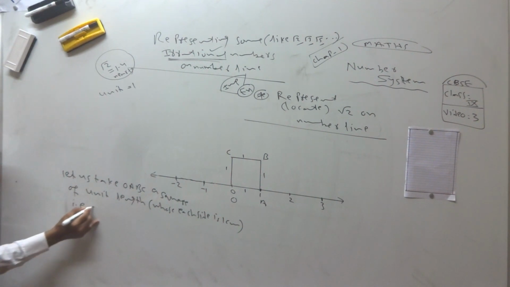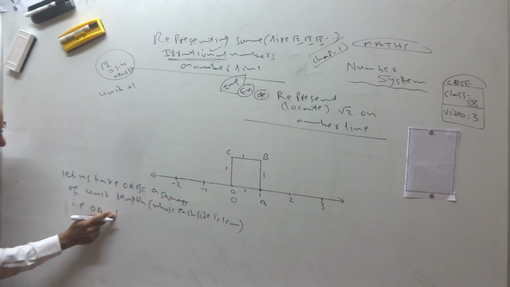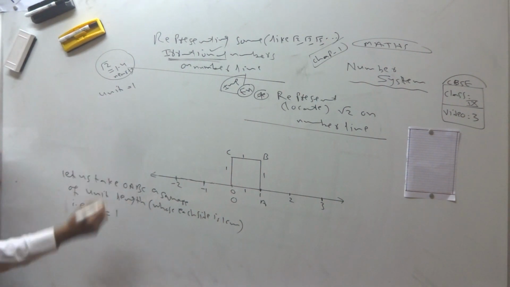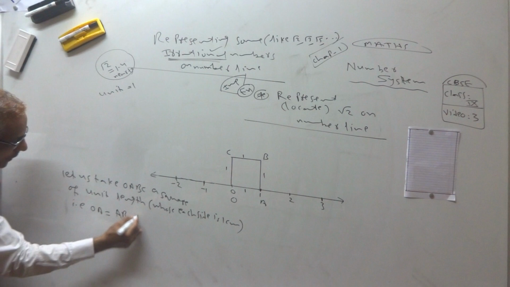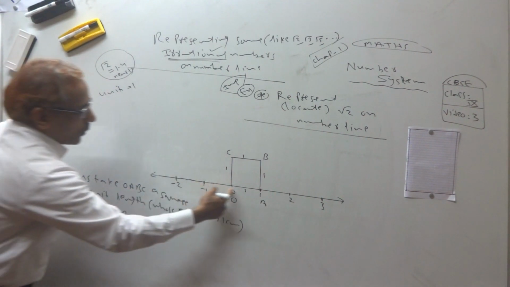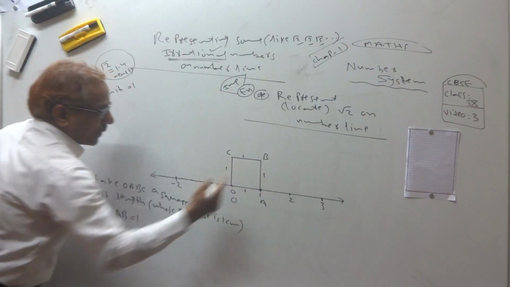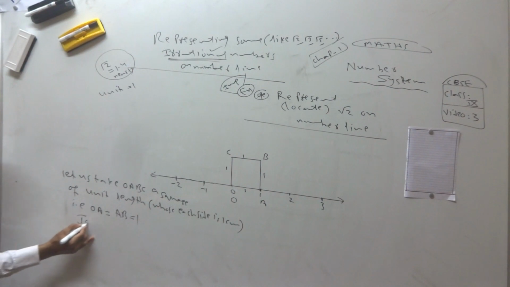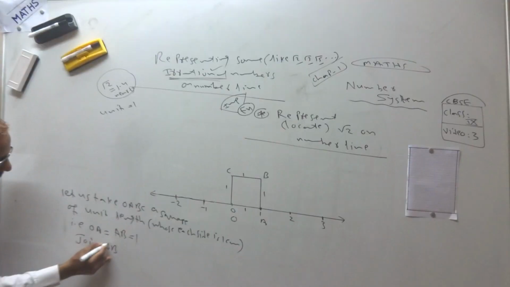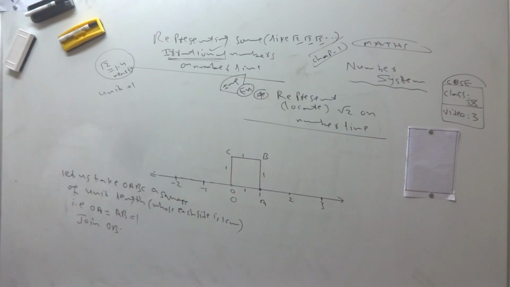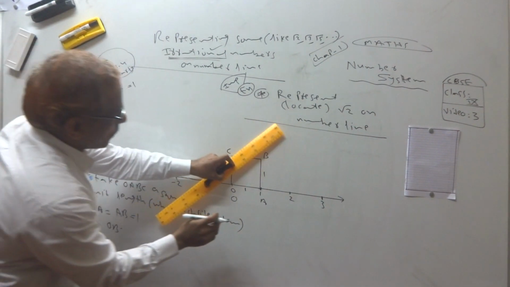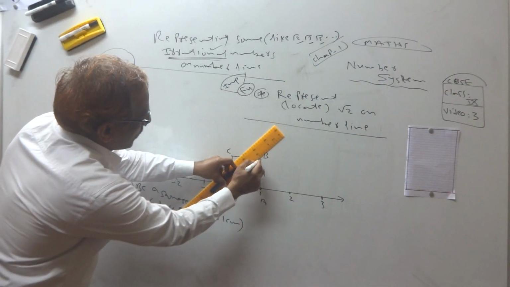That is, OA is 1 centimeter. OA is 1, AB also 1 centimeter. We take OA is 1, AB also 1. Then what we do? This is the method, please. Join AB. What we do now? We join OB. Not AB, join OB.